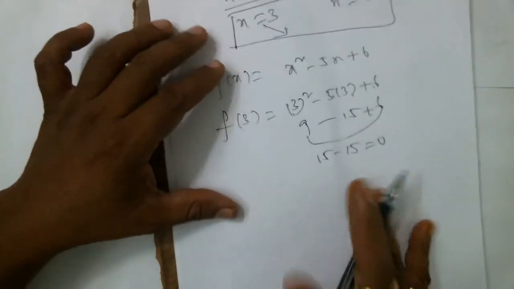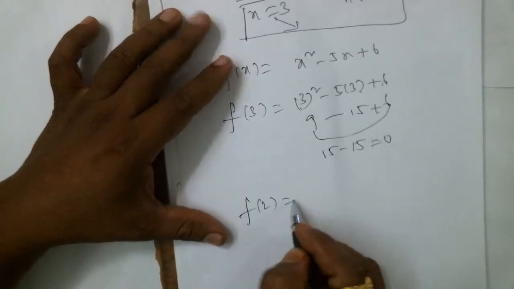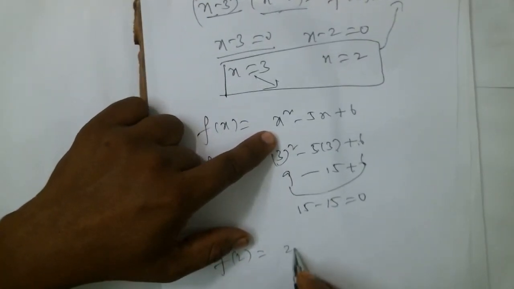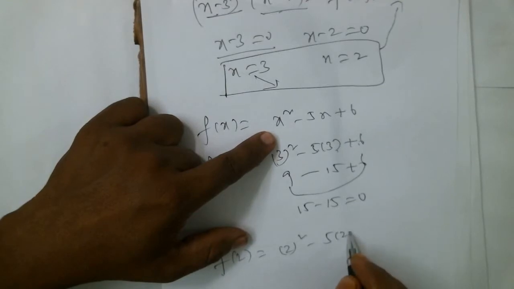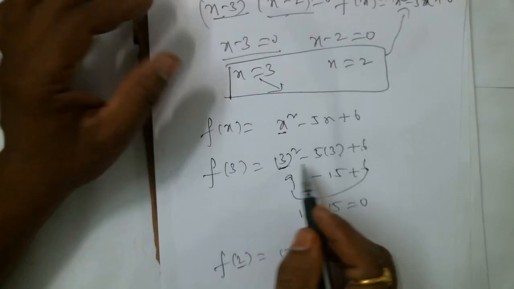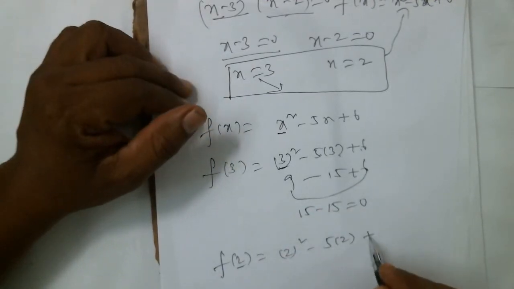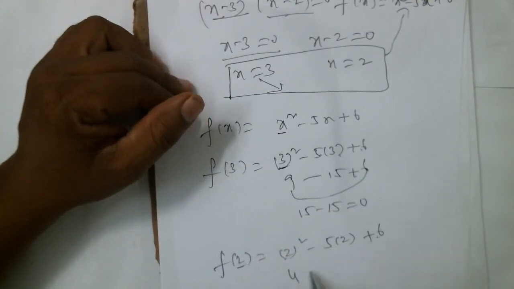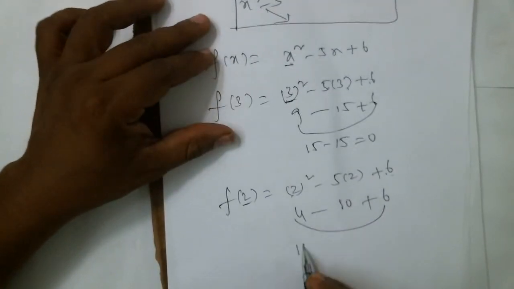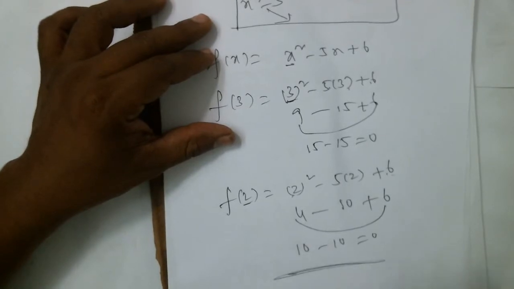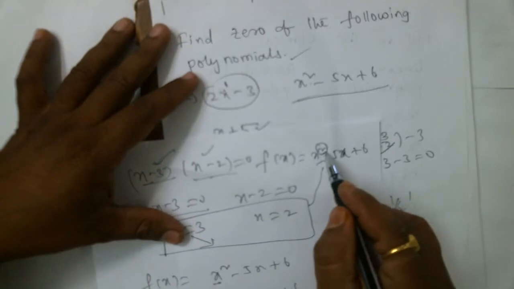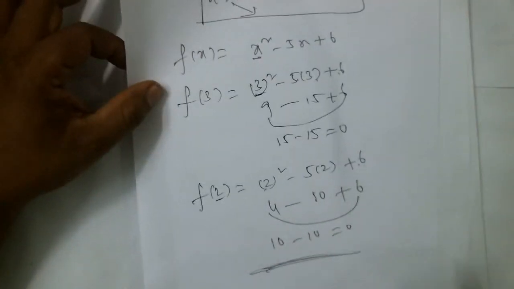Again, x equal to 2, substitute here. f of 2 is equal to, in the same polynomial only, 2 square minus 5 into 2. Wherever x is there, we have to substitute here 2. In the above equation also, we substituted here 3. Plus 6. 2 square is 4, minus 5 2s are 10, plus 6. 6 plus 4 is 10. 10 minus 10 is equal to 0. So what is the degree here? The power is 2, so we will get here 2 zeros.